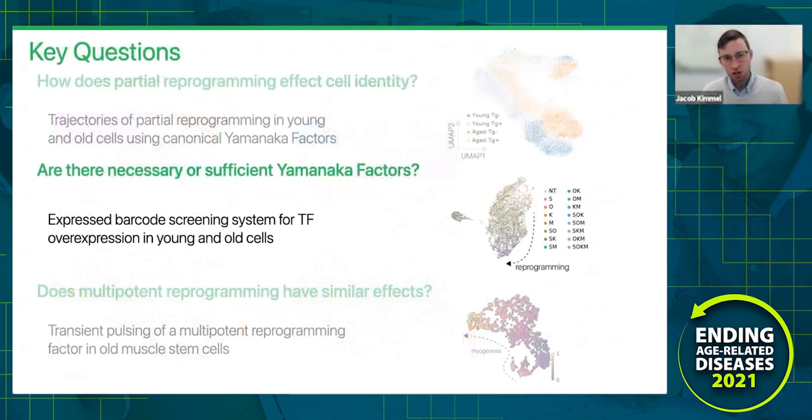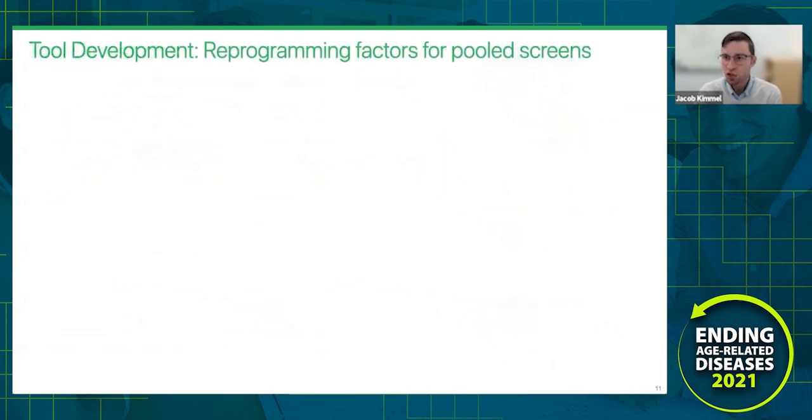So given those results, we next wanted to move on to ask these necessity and sufficiency questions to try and interrogate which aspects of this particular gene expression program are actually necessary for the rejuvenative benefits we're seeing. And in order to do that, we first wanted to develop some tools so we could run these experiments at scale and ideally expand this sort of platform in the future.